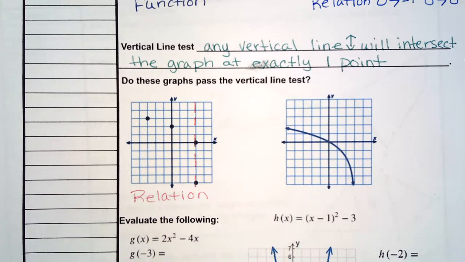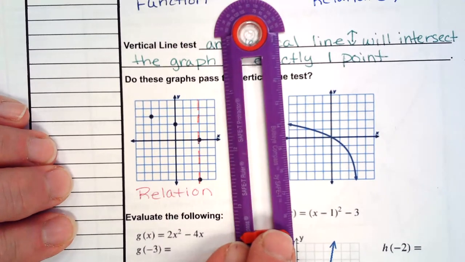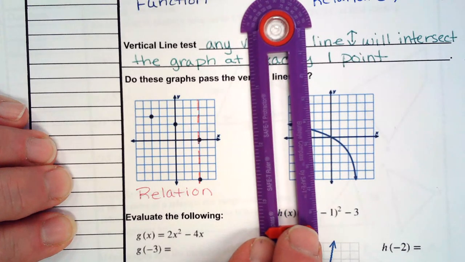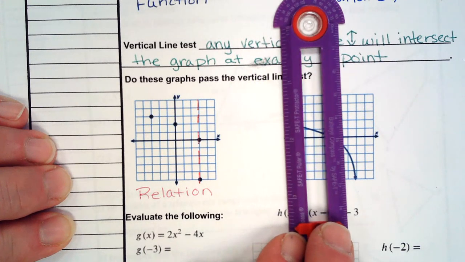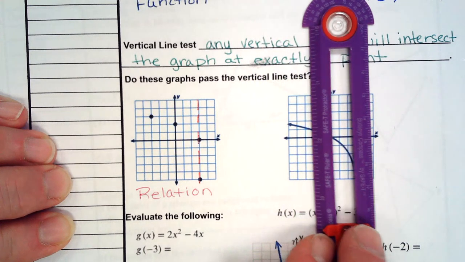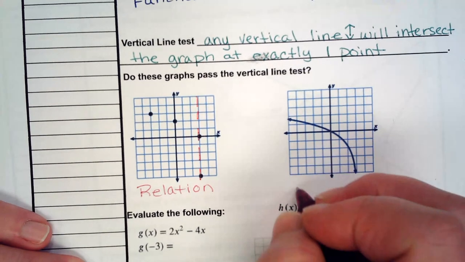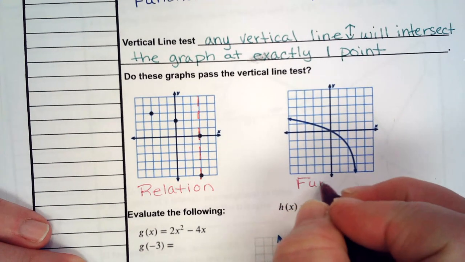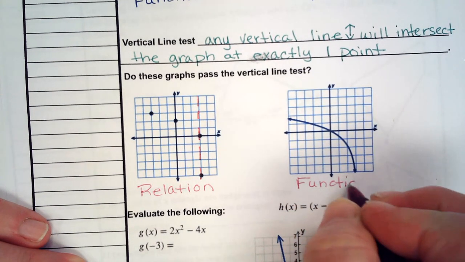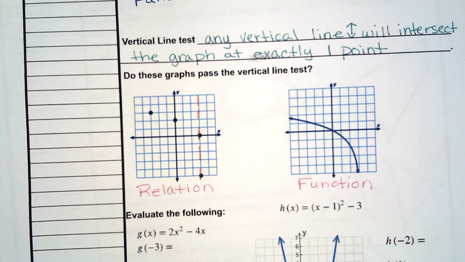Okay, for the next one, as I'm looking, as I go across, I only intersect at 1 point each time. So this would be a function. Any questions?